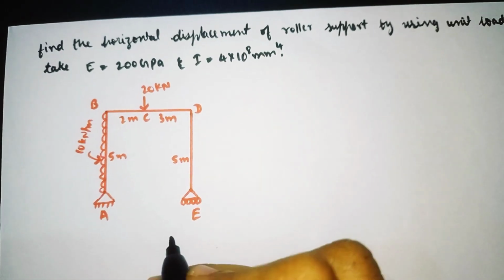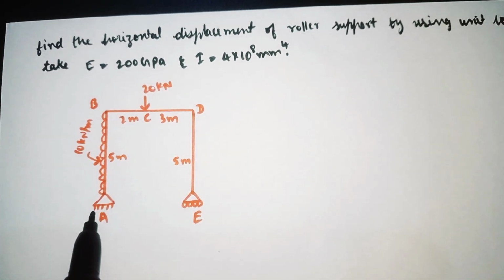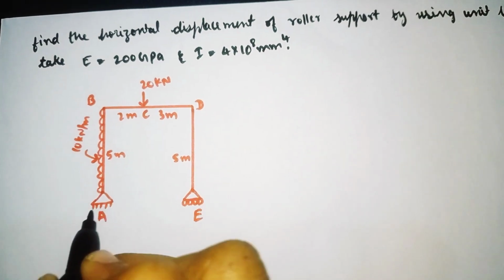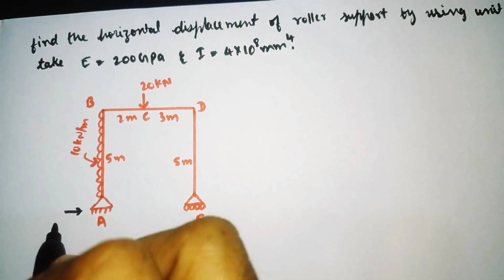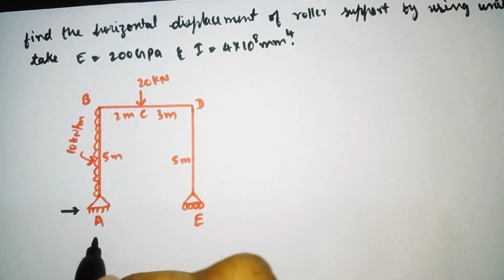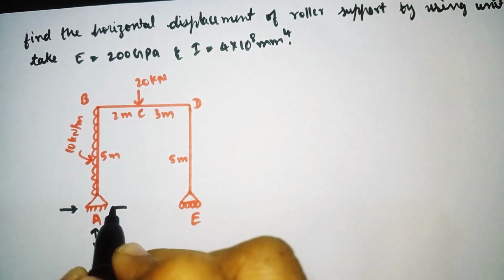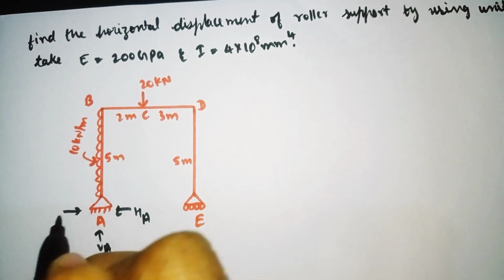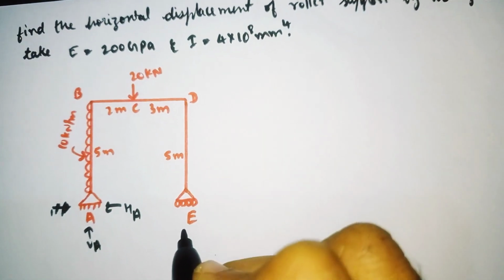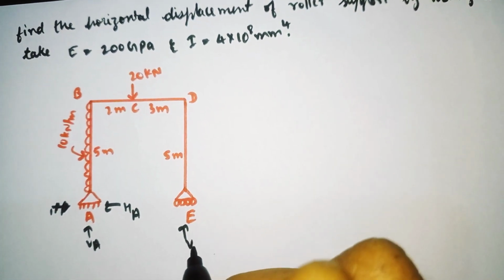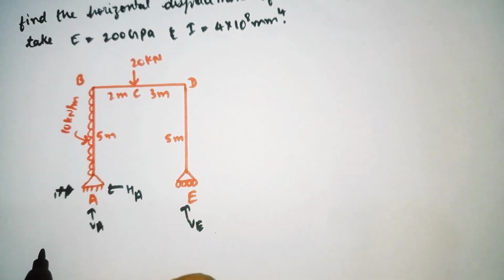The first thing we have to do is calculate the support reactions of this hinge support and this roller support. At the hinge support the possible reactions will be one horizontal and another vertical, VA and HA. And at the roller support only one reaction takes place, that is vertical, call it V. So now we need to find these reactions.